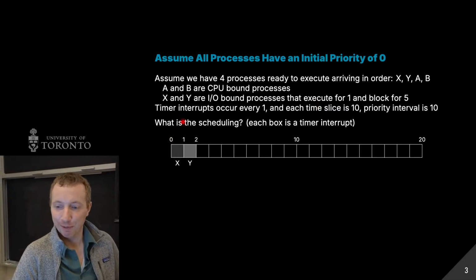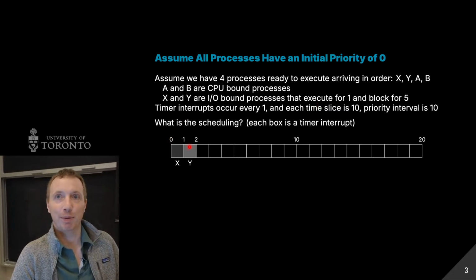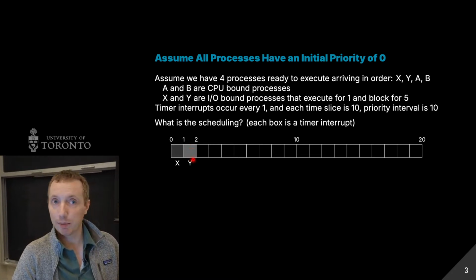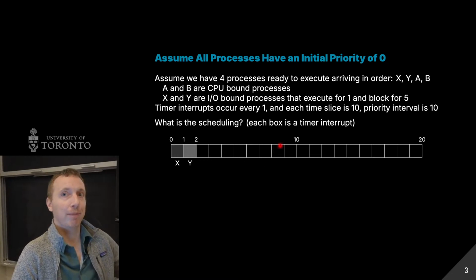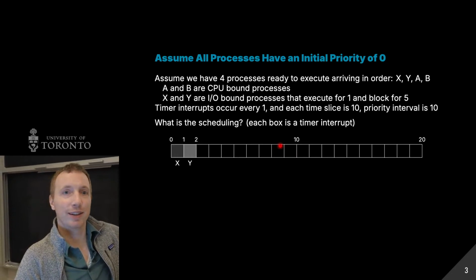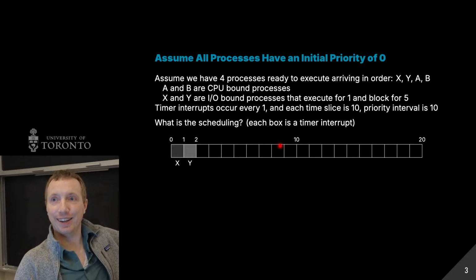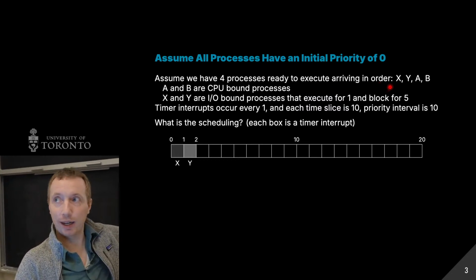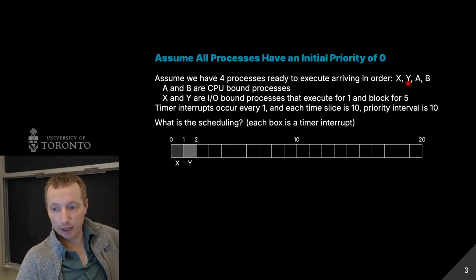So scheduling, not too bad if it appears on a midterm, right? So we run Y, it executes for 1 time unit, and then it sleeps. It gets blocked for 5. So now at this point, what do I have to execute? A, right? So I can't execute X, it's blocked. Can't execute Y, it's blocked. So I have to execute A.